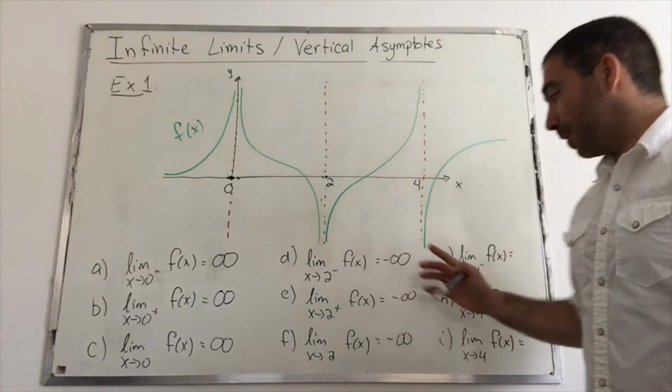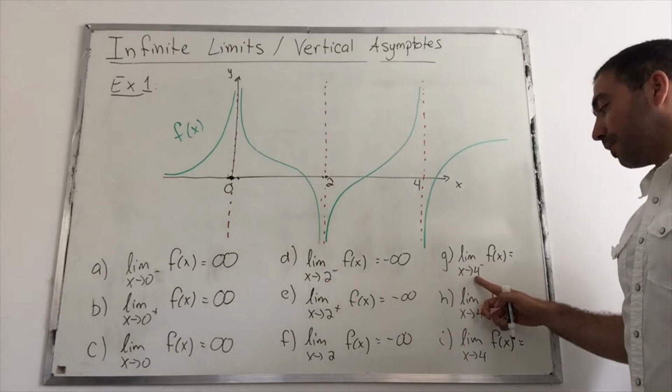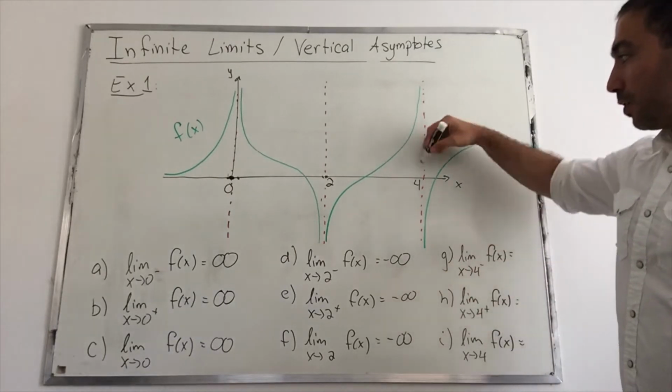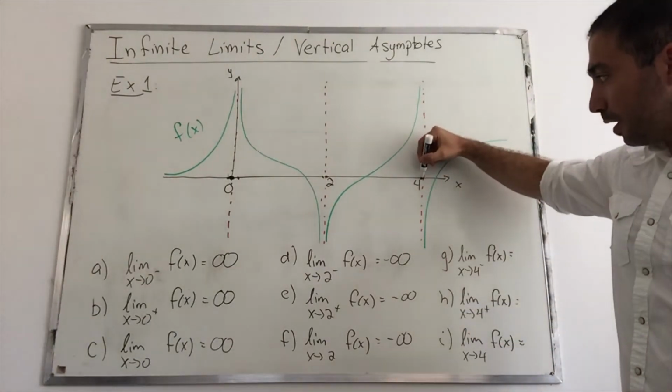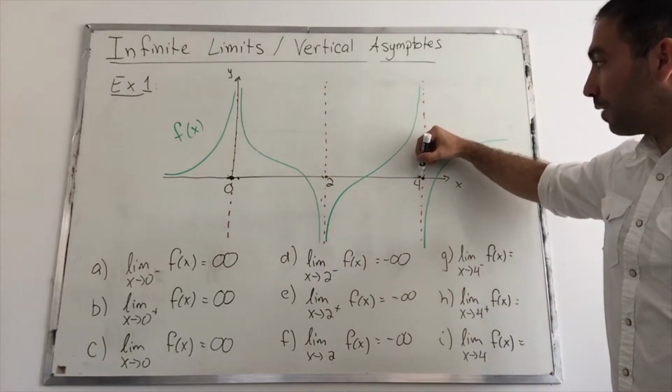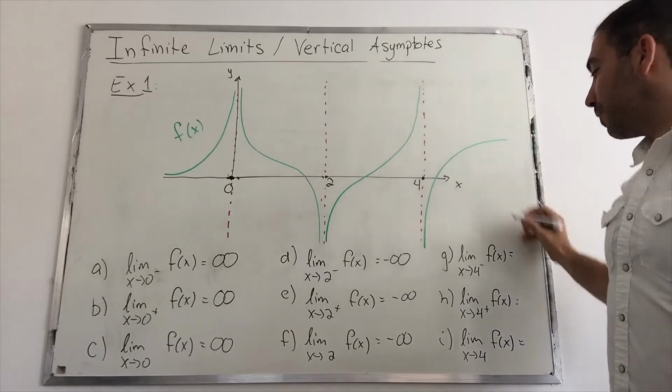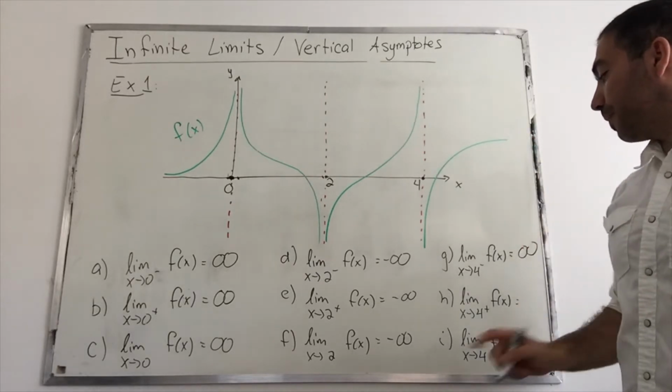Our last example here, limit as x approaches 4 from the negative side, so slightly smaller than 4. Again, we're thinking of the value 3.99. If we look at a value close to 4 but slightly to the left, this goes to positive infinity. So here this is positive infinity.